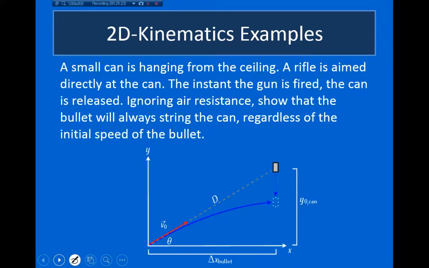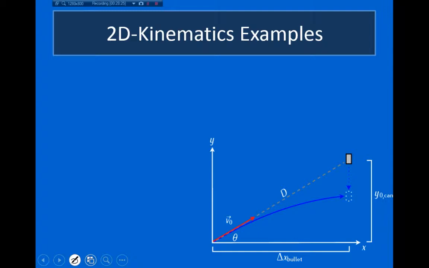Well, again, just like always, we need to decompose my initial velocity. I've got to break this into an x component and a y component so I can solve the two separately. So the x component of my initial velocity, it's just like all the other ones, it's adjacent to the angle theta, so it's going to be v naught cosine of theta. And the y component is going to be v naught sine theta.